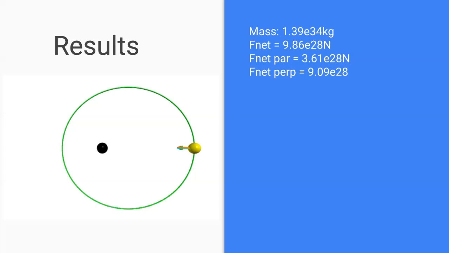The results were that the mass came out to be 1.39 times 10 to the 34 kilograms. The Fnet was 9.86 times 10 to the 28 newtons, and the Fnet parallel is 3.61 times 10 to the 28 newtons, and the Fnet perpendicular was 9.09 times 10 to the 28.